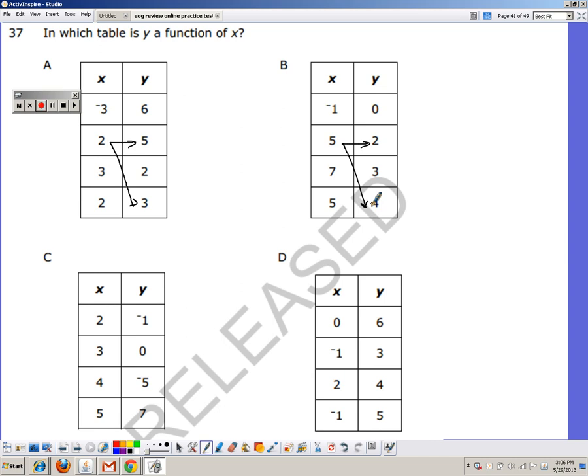C, none of the x's repeat. And D, again, -1 is going with both 3 and 5. Therefore, the only one that's a function is C.